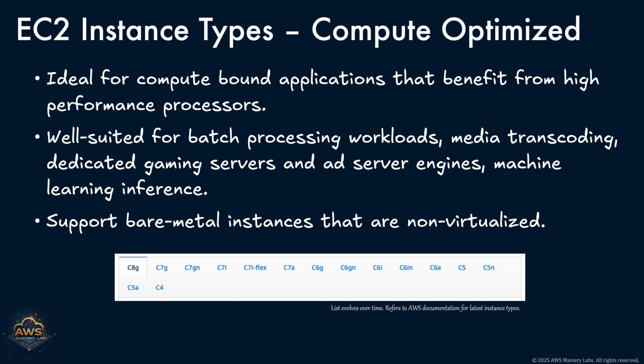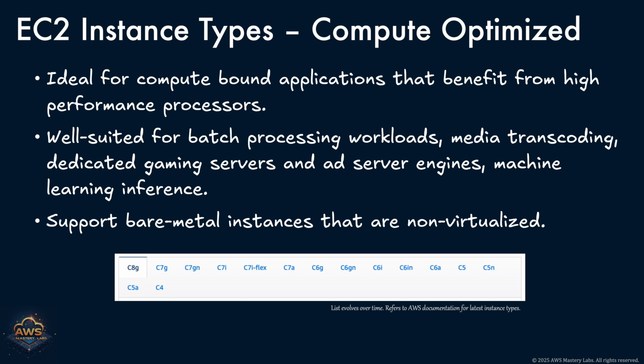Common use cases include batch processing jobs, video encoding and media transcoding, high-performance web servers, scientific and financial modeling, dedicated game servers, ad tech engines, and machine learning inference, where low latency and deterministic performance are critical. By isolating compute as the primary resource, these instances provide a cost-effective solution for high-demand environments where raw processing speed is paramount.